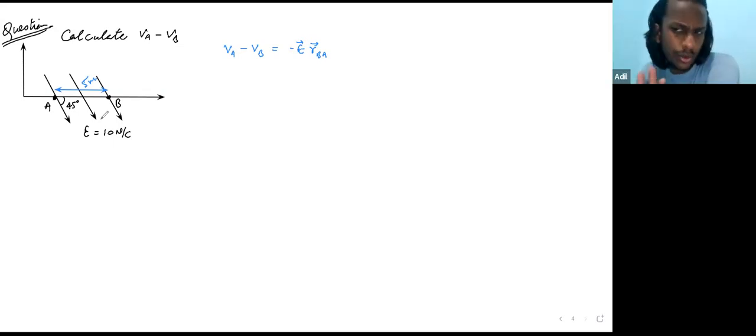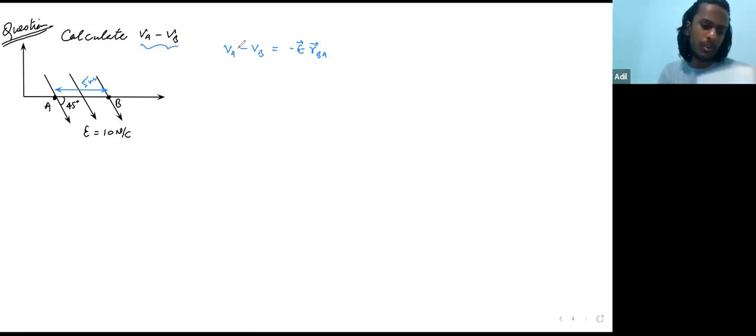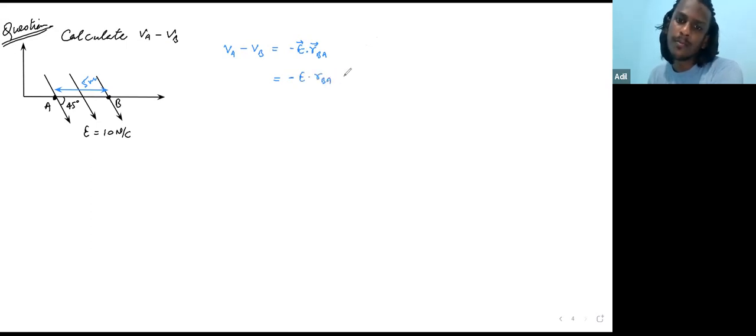Sorry, there is no need to put VA and VB here, because the question is already asking for VA minus VB. So we can write VA minus VB is equal to minus E vector dot R vector. RBA is the displacement vector from B to A. We can write it as minus E RBA cos theta. Can we write it or not?